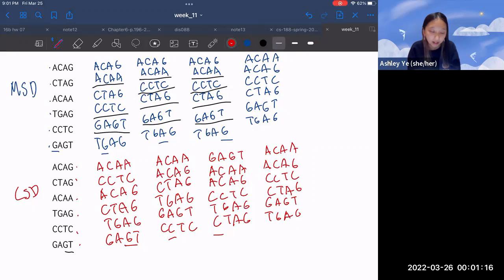So that's how you perform LSD radix sort and MSD radix sort on the same list. And hopefully that helps you understand the sorting algorithm better.